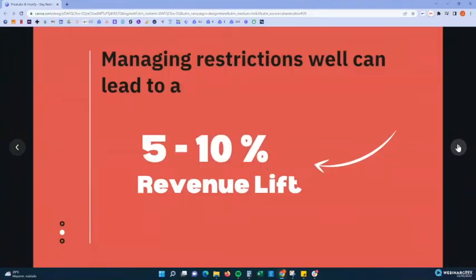So this is based on our clients. We don't know if it's general. In our clients, we see that managing restrictions well can lead to a 5-10% revenue lift. So basically, you can increase your revenue between 5 to 10% only with stay restrictions. We are not talking about dynamic pricing. Only using stay restrictions, you can get a better result of 5 to 10% in revenue.